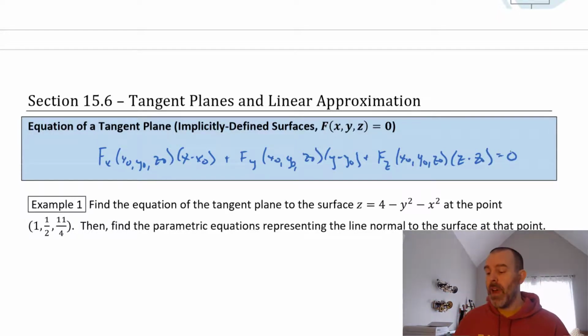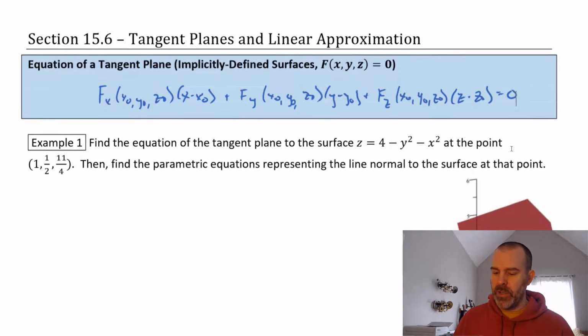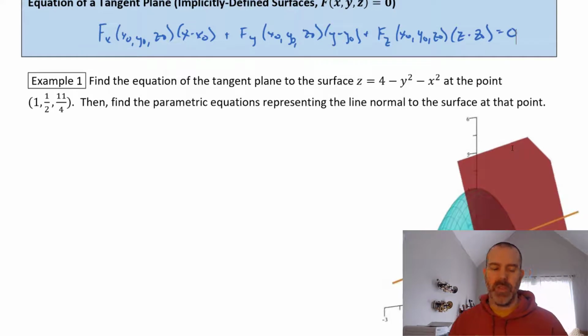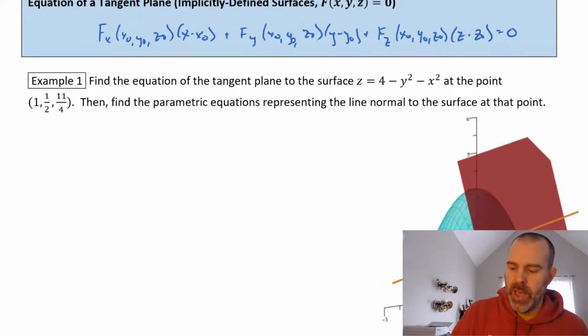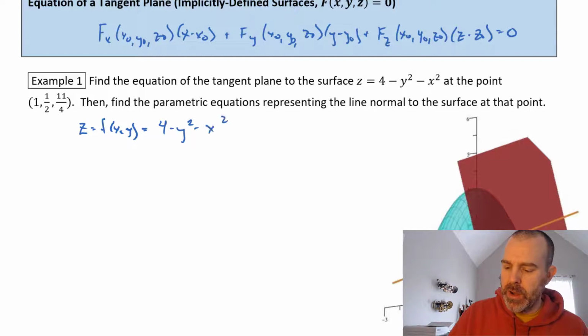Okay, so let's try this. We have an example here that we're going to do. Find the equation of the tangent plane to the surface at the point (1/2, 1, 11/4), and then we're going to try to find parametric equations that represent the line normal to the surface at that point. Okay, so we have our z, which is a function of x and y. It is 4 minus y squared minus x squared.